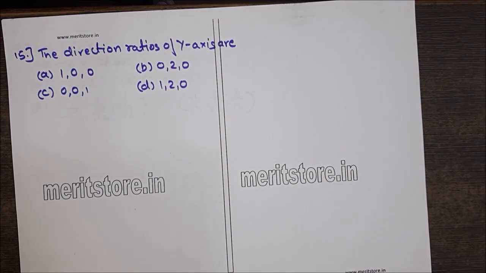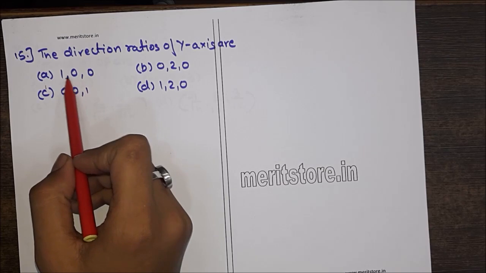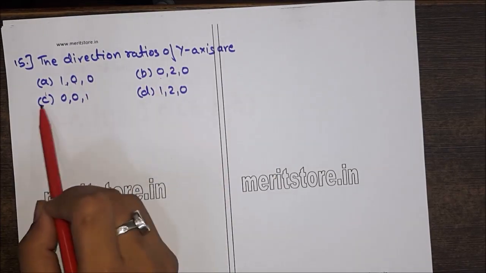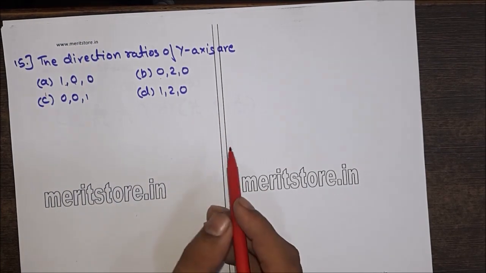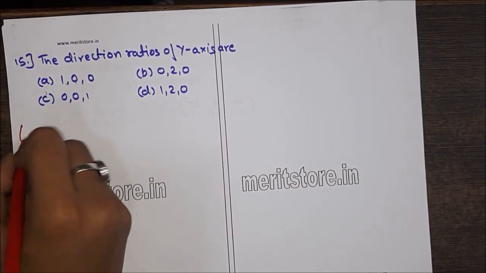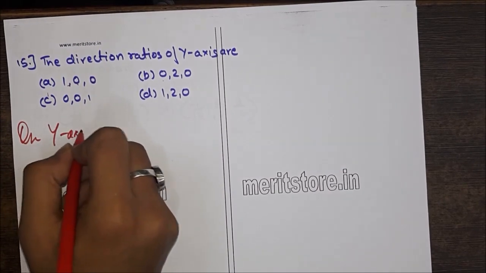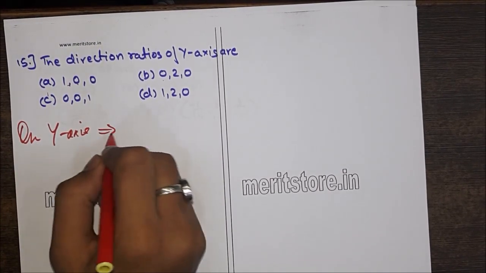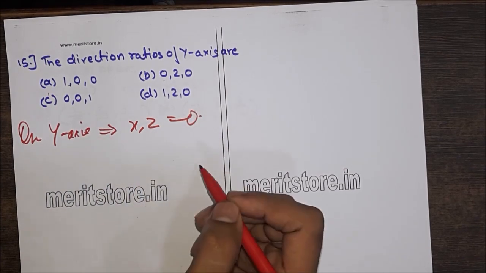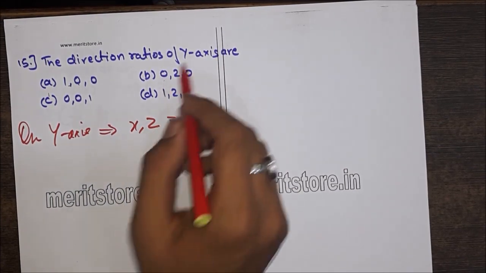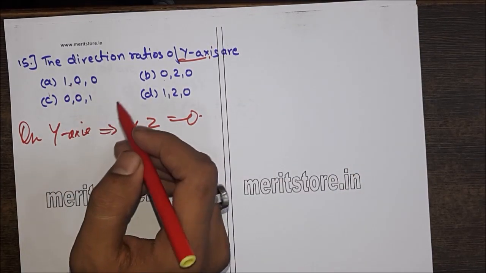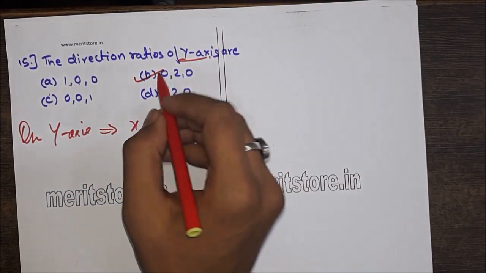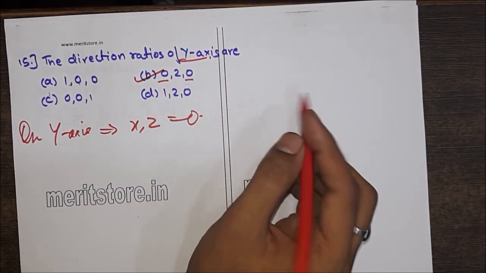Question number 15. The direction ratios of y axis are: option A, 1, 0, 0, option B, 0, 2, 0, option C, 0, 0, 1, option D, 1, 2, and 0. Basically on the y axis, the x and z coordinates would be 0. So our correct answer is option B, because here the values of x and z coordinates are 0.